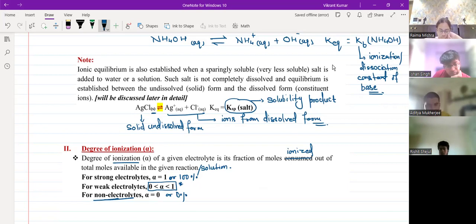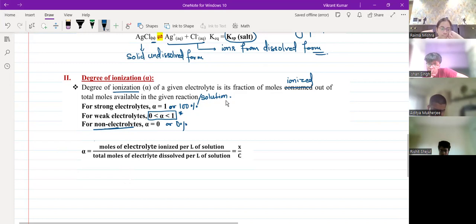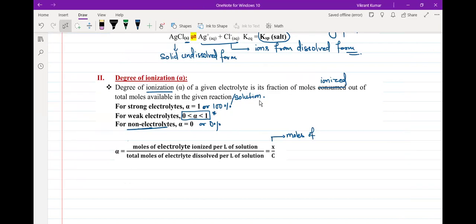Now, formula-wise, what will we say? Formula-wise it is very simple: if I have dissolved C moles per litre, and out of it X moles is ionized, then X upon C will become the value of alpha. So for the mathematical formula for alpha, here X is moles of electrolyte ionized. This is total moles of electrolyte dissolved.